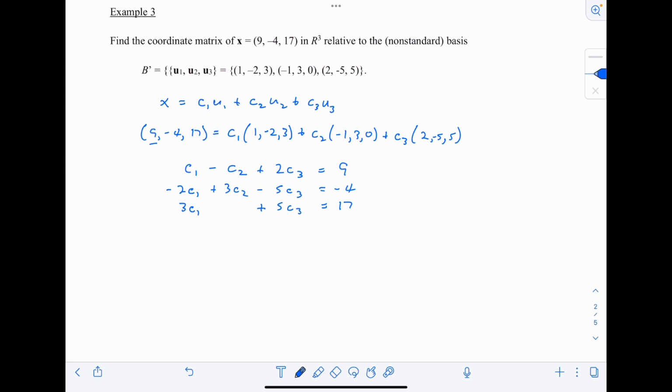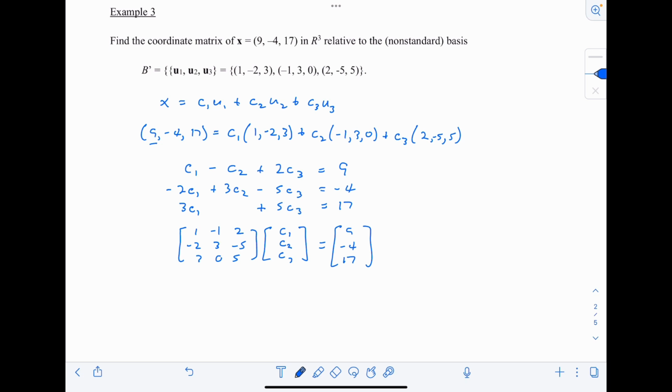So basically the idea is, normally you do an augmented matrix and that's what we're going to do kind of on the side. But the idea here is if I take that coefficient matrix, 1, negative 1, 2, negative 2, 3, negative 5, and 3, 0, 5, and multiply it by C1, C2, C3, that's going to give me 9, negative 4, 17. Okay? And so again, we're trying to solve for that one column matrix of scalars. We're trying to find the coordinates.